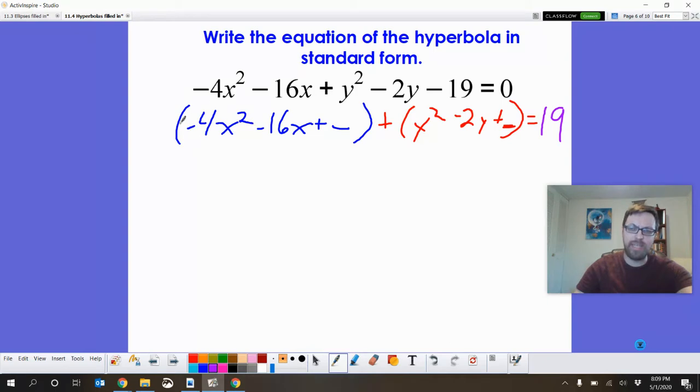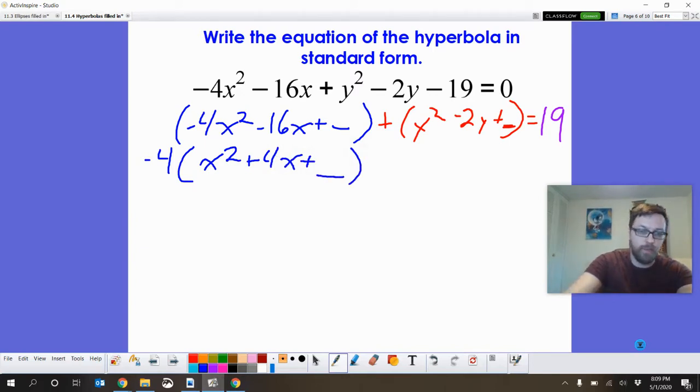Ooh, this has got that number with the x. No, we don't want that. We better take that -4 out. So we have a regular x squared. Completing the square actually doesn't work if you don't have a coefficient of 1. So we always need a coefficient of 1 there. -16 divided by 4, that's going to get us positive 4x. Plus, I still don't know what's going to go there.